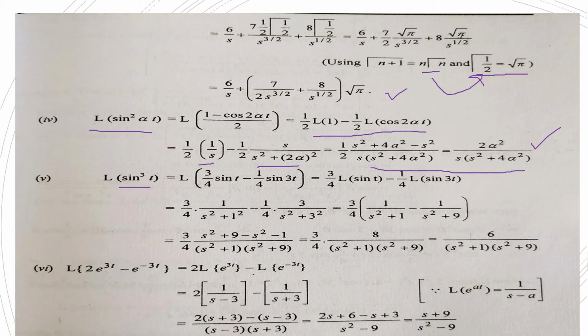Laplace of sine cube t. Again we have no formula for sine cube t. Students, you must know that we only have the formula for sine alpha t and cos alpha t. Instead of other things, you have to apply trigonometric ratio formulas and simplify. Now we know that sine cube t can be written as 3 by 4 sine t minus 1 by 4 sine 3t. So by applying the Laplace, we get these terms.